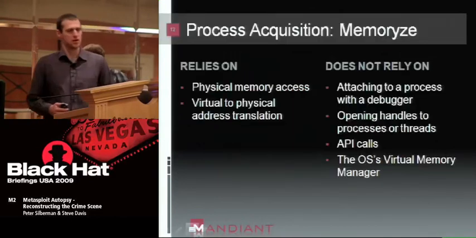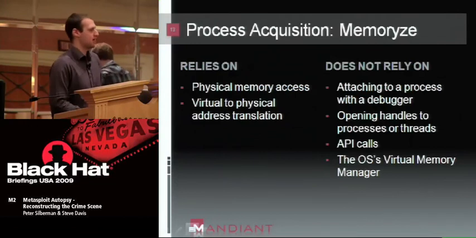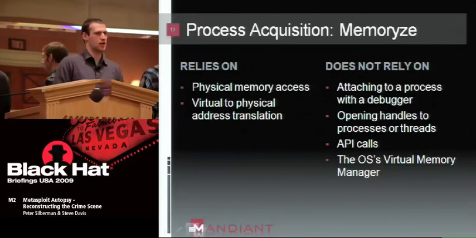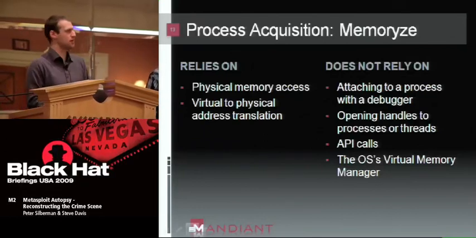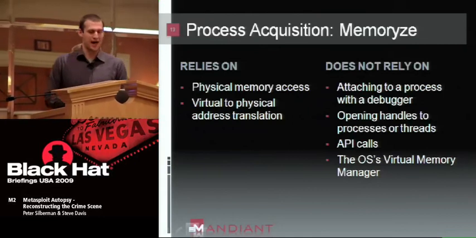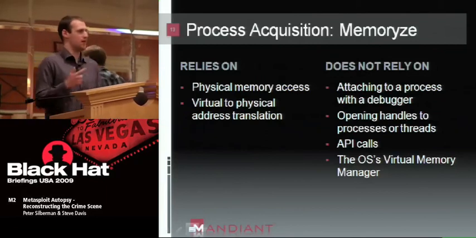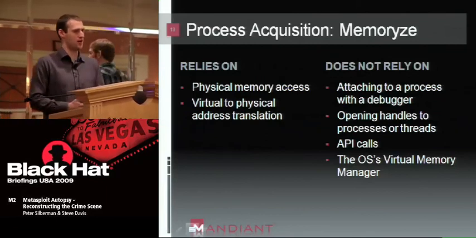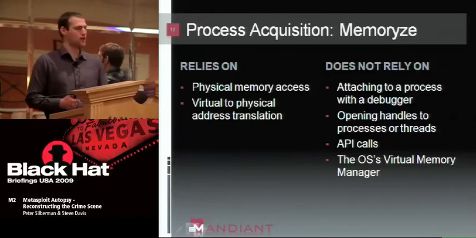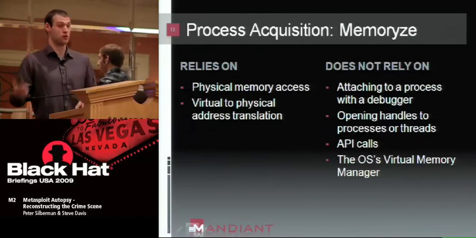So Memoryze process acquisition relies on the following. Memoryze has its own virtual to physical address translation engine. So it works like the CPU. It'll take a virtual address, do the translation, figure out the flags, read the physical memory, and utilize that. It does not rely on attaching to a process. It doesn't open a handle to a process. It makes only inconsequential API calls. So we're not making things that are easily hooked. And we're not really relying on the virtual memory manager in the sense that we need them to do the translation for the memory that we're interested in.